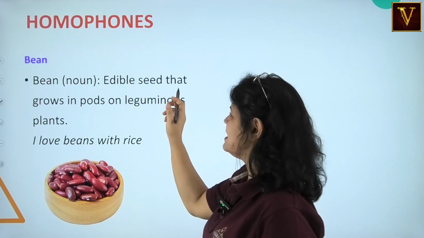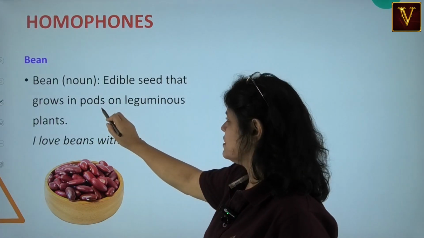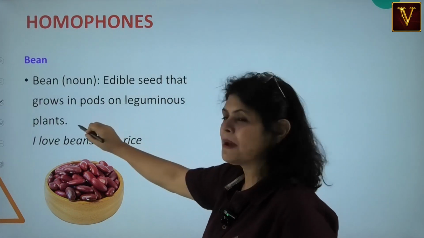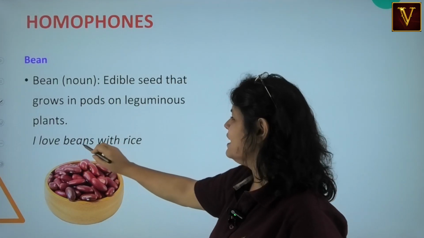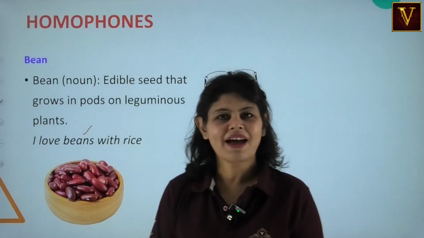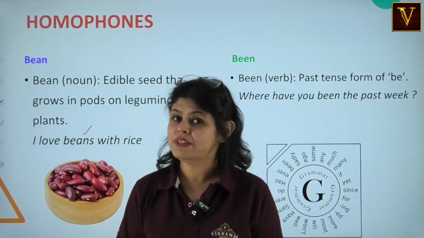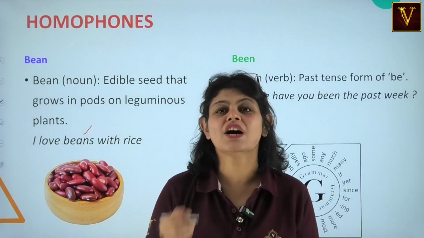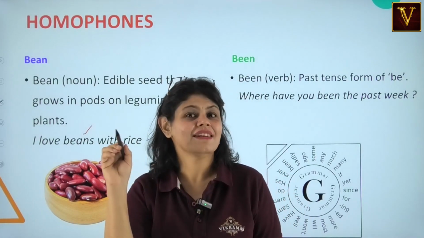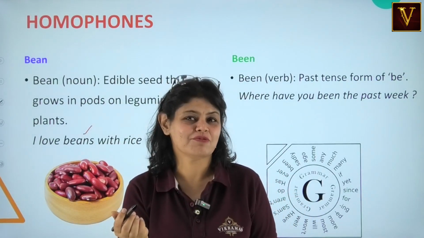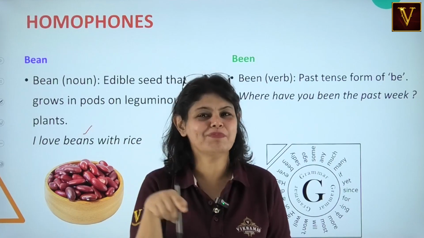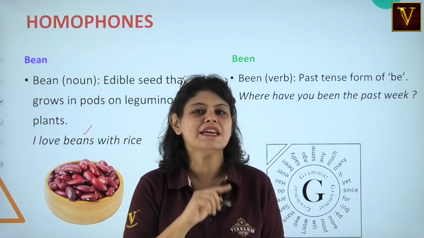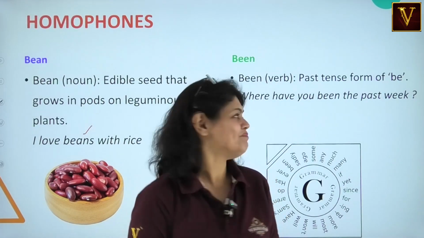Now, an edible seed that grows in pods on leguminous plants. I love beans with rice. And when you write about rajma, you always write B-E-A-N-S. Even I love beans with rajma. And hope you all love beans with rajma because this is a staple food of India.